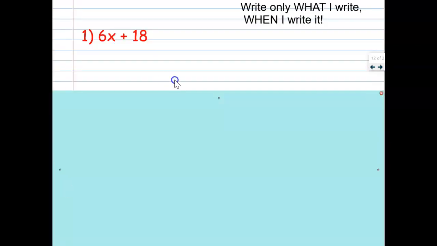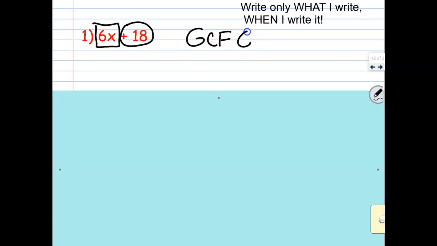All right, let's get some examples into your notebook. So very carefully box and circle. Okay, off to the side here, I want you to write GCF, and let's give it a try. So let's start with the smallest number and see if that works. So 6 will divide 6x, and will it divide 18 evenly? Yes, so I can see my GCF is 6.